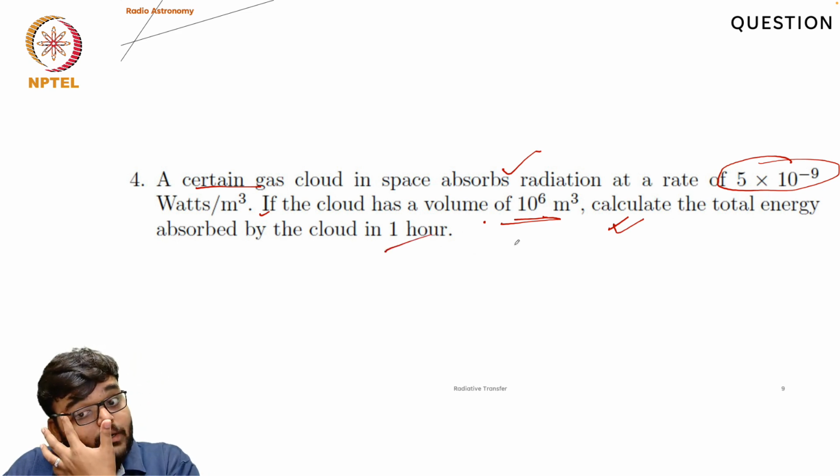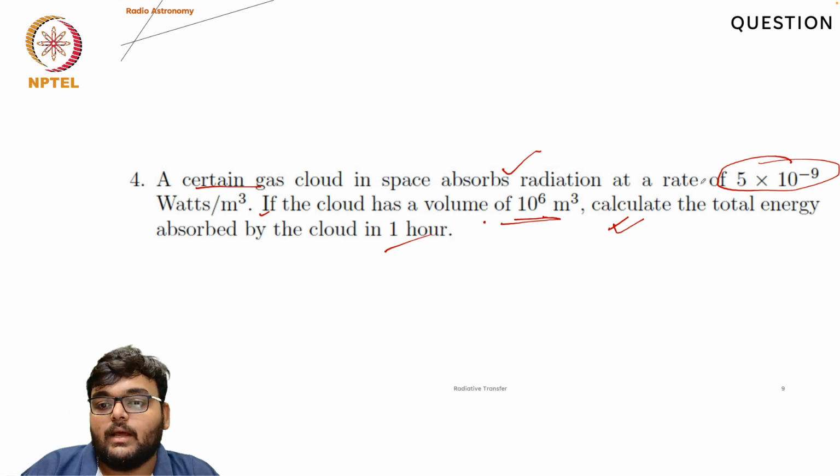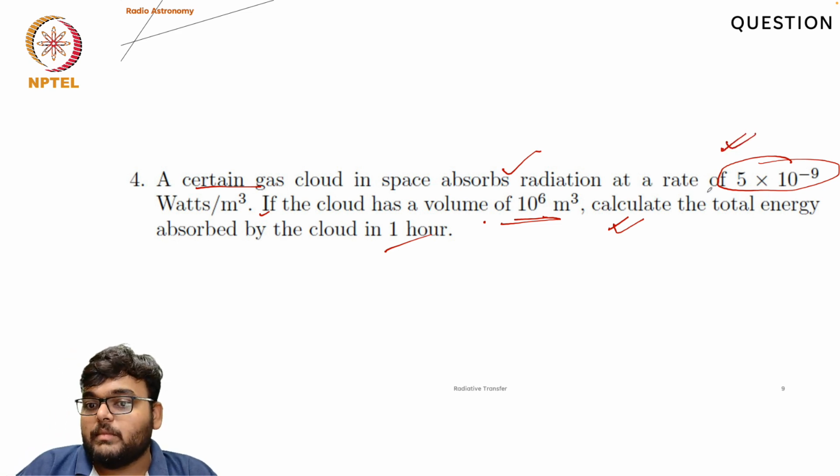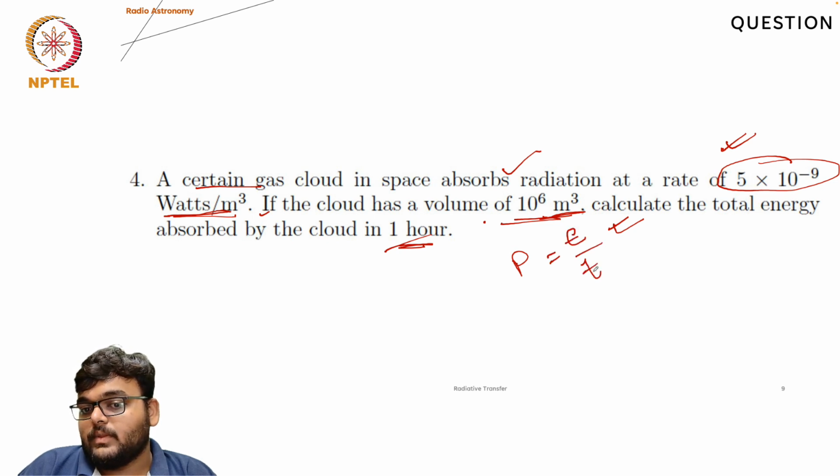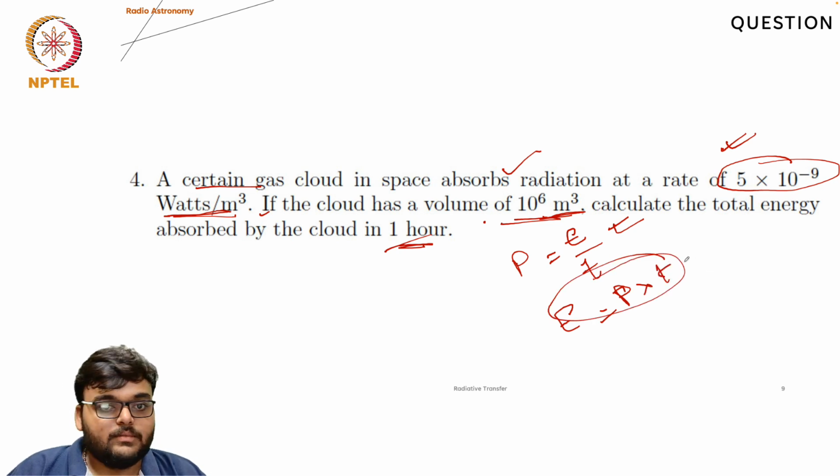If you don't clearly remember, the trick to answer is to see the units. Watts per meter cube. Power is equal to energy over time, so energy is equal to power into time. This is the hint to solve it.